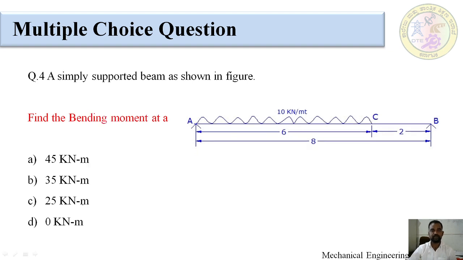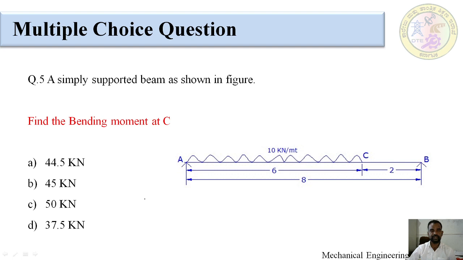Next problem is a simply supported beam as shown in figure. We have to calculate the bending moment at A point, whether it would be 45, 35, 25 or 0. These are the 4 choices you have to answer carefully.